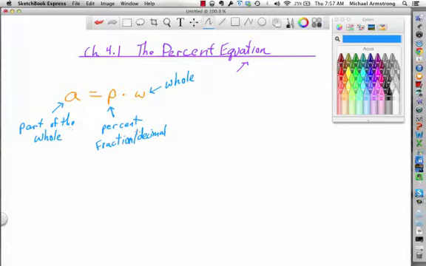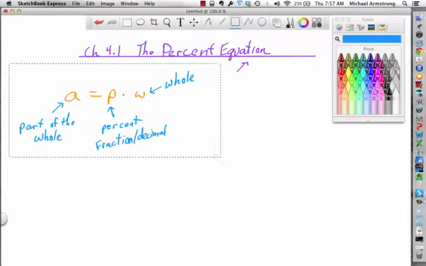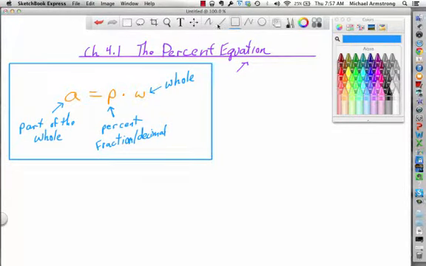And this right here is something that you just need to hang on to. This is important. Muy importante, or something like that. Okay, so let's talk about it. If we want to find part of a number, finding part of a number.